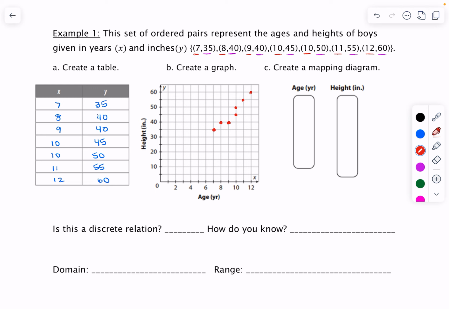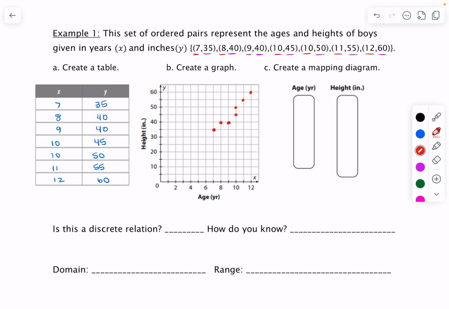We learned how to plot coordinate pairs probably in middle school. If you need help with this, please ask. I know sometimes that can be a challenge. So if you want to pause the video now and ask how I plotted those points, please do so. I'm happy to help. A mapping diagram might be new.